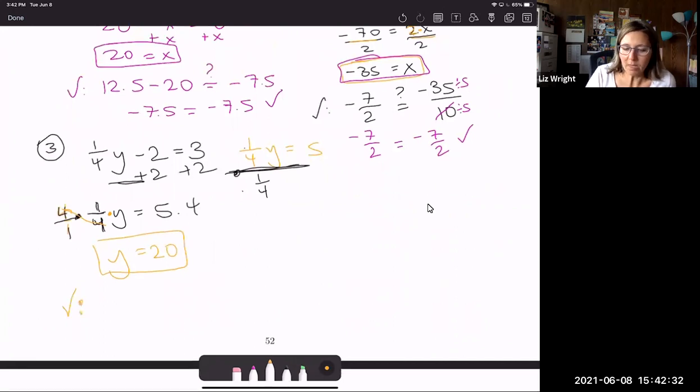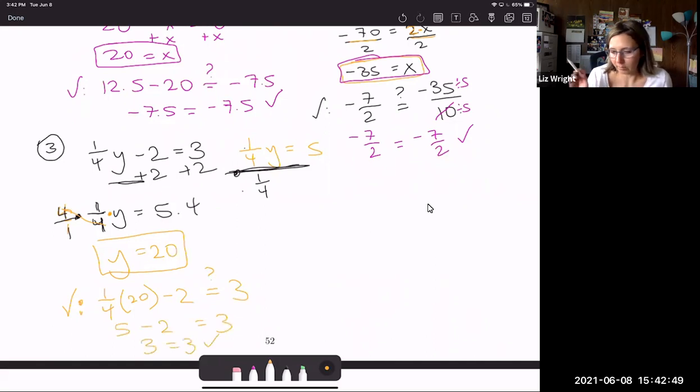Check. So we're going to go back up to the original. 1/4 times 20 minus 2. Does that in fact equal 3? What's 1/4 of 20? It's 5 minus 2. 3 equals 3. Check. Awesome. We're doing good so far, getting them all right.